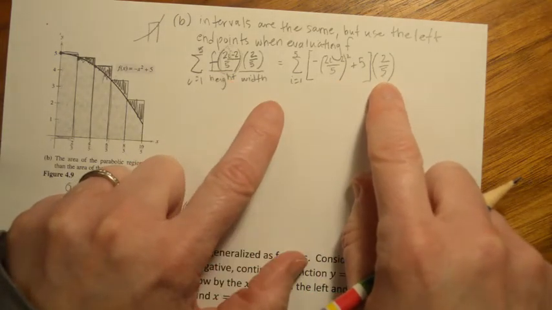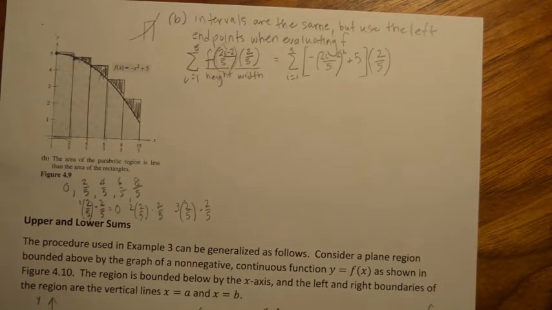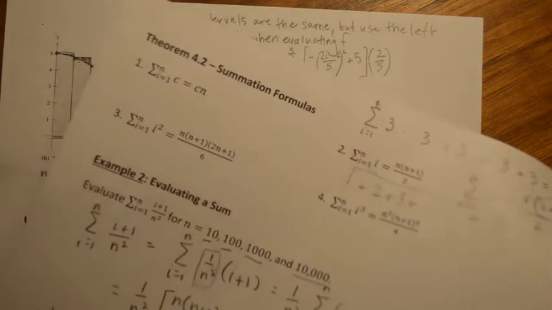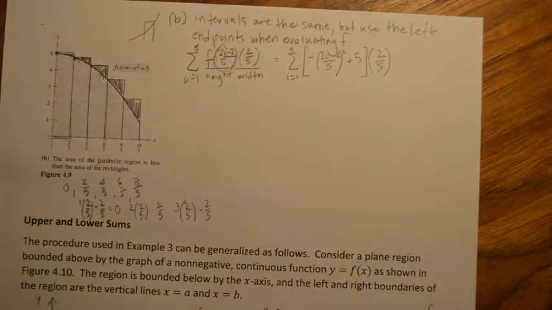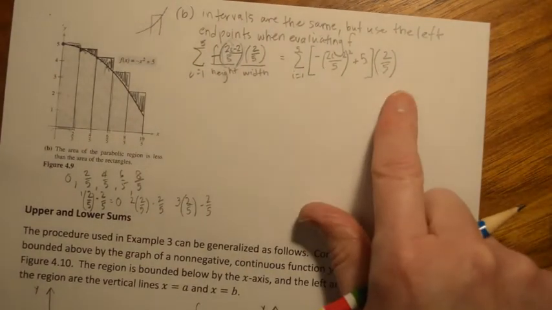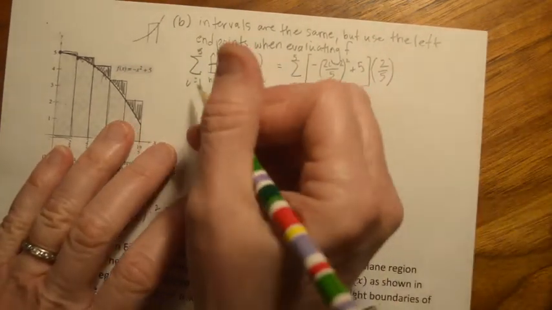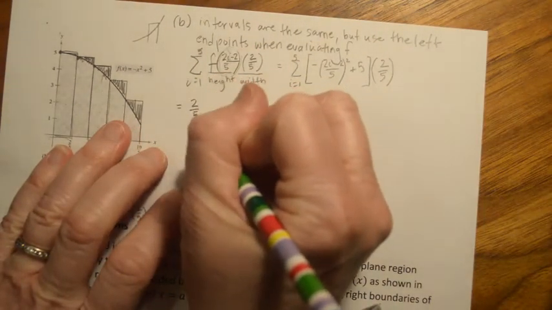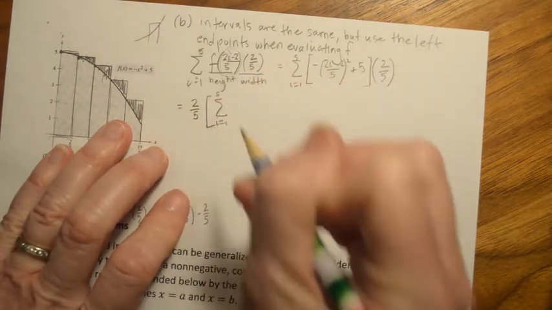and then this is still our width. All right, now we're going to use our summation rules that we talked about at the top of the previous page, and also on the bottom of the first page, to split things up. So the first thing I'm going to do is take out that 2/5 because that is a constant. So we're going to end up with 2/5 times sigma i equals 1 to 5.